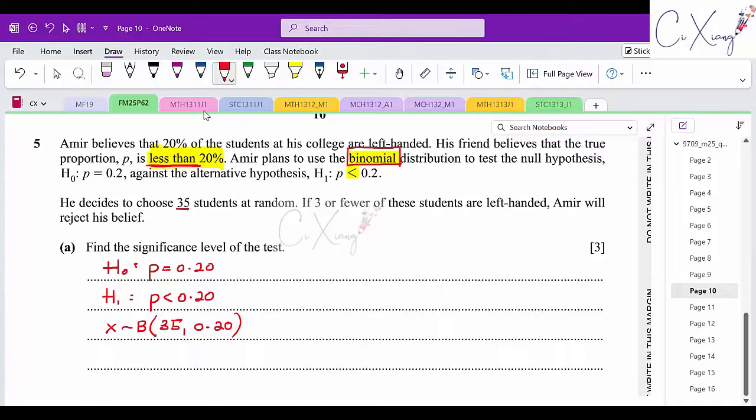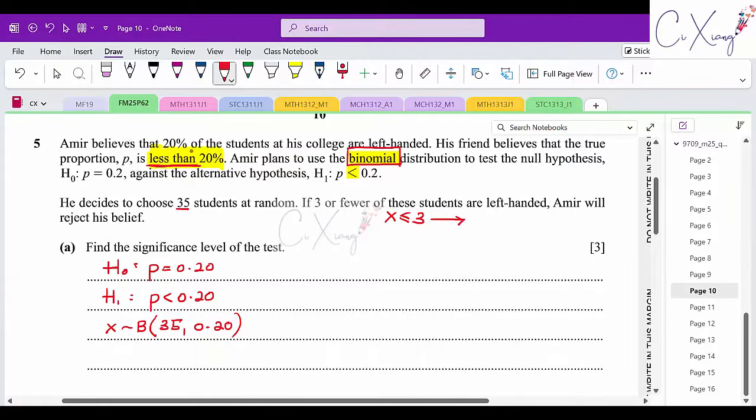If I read the last sentence before part A, if 3 or fewer of these students are left-handed, that means the number of students is less than or equal to 3. This is what we can get from this particular sentence. Amir will reject his belief. If Amir rejects his belief, what does it mean? What does Amir believe? Amir believes that left-handed students are 20%. This is what Amir believes.